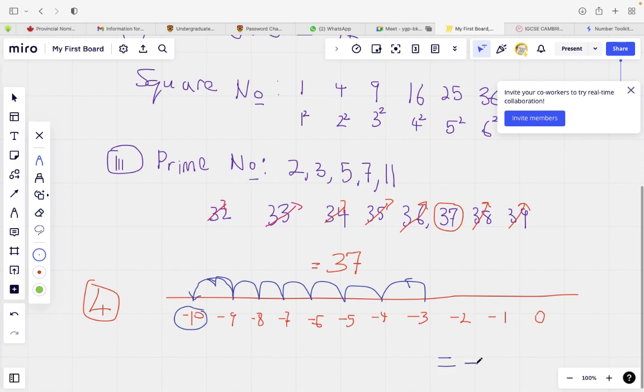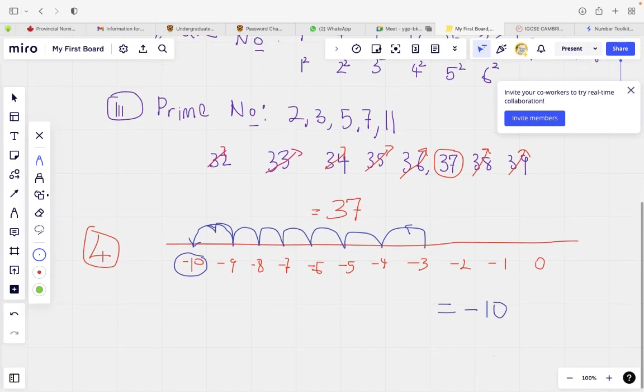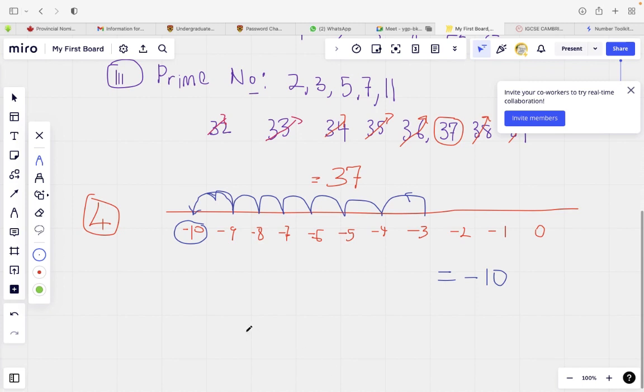Another way, if you don't want to use a number line, is to say: find the temperature that is 7 below negative 3. When they use the word below, you say negative 3 minus 7. You use this minus because they use the word below. If they say above, you say plus 7. So below, we use negative.